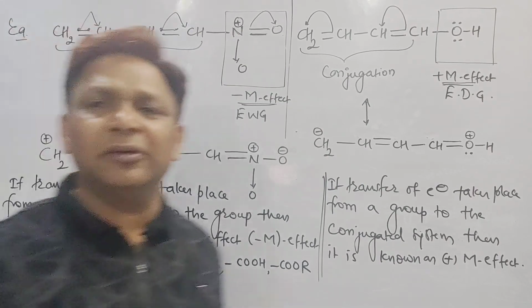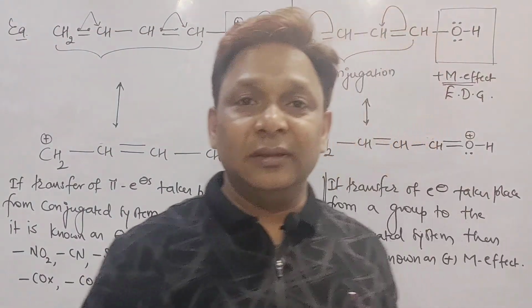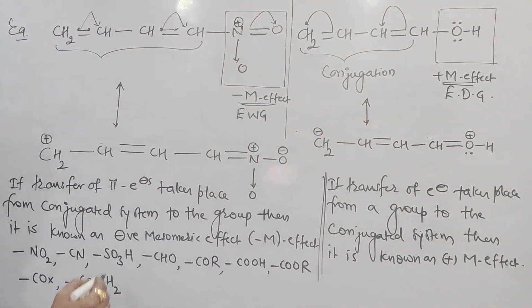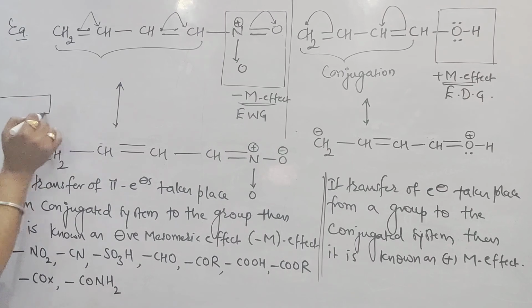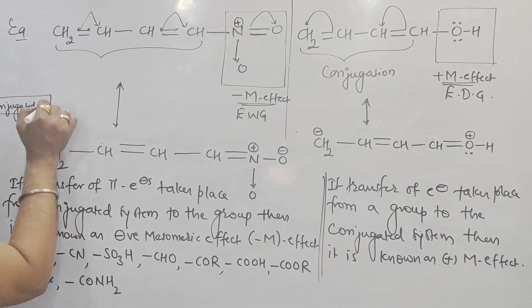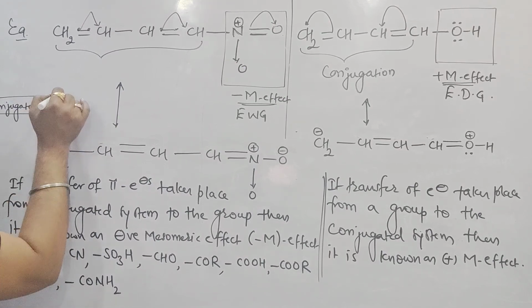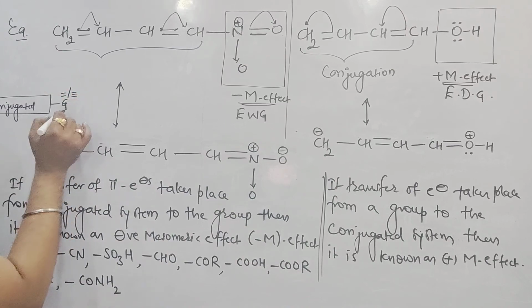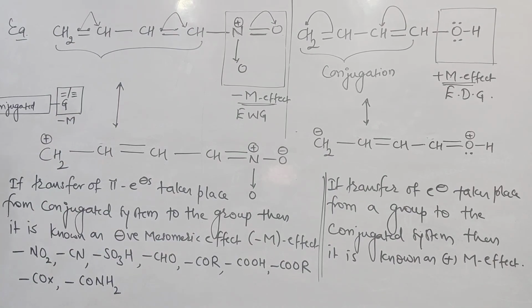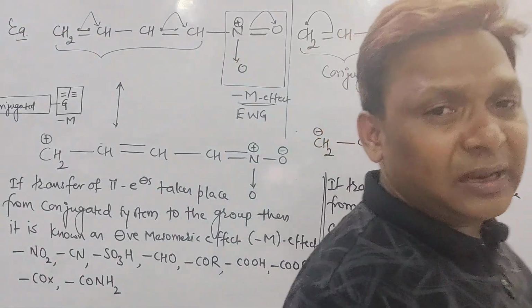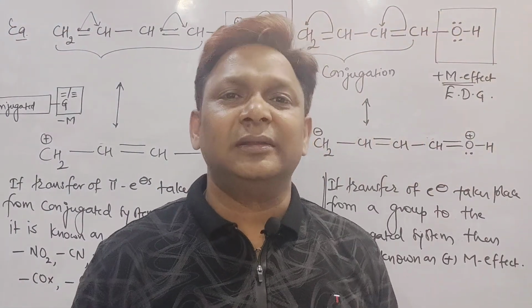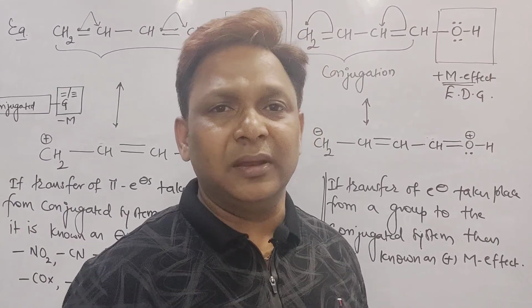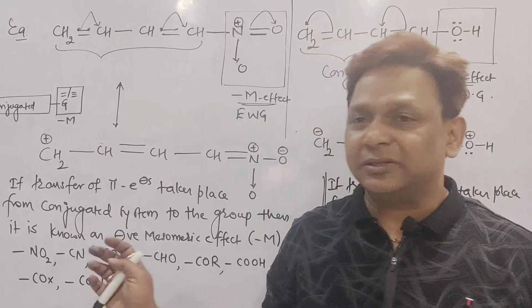I already gave you one rule to identify the negative mesomeric effect. The rule is that we should have a conjugated system attached to an atom, and if the atom has a double bond or a triple bond, that means this atom or group will have a negative mesomeric effect. In the other case, a positive mesomeric effect means the atom in a group should have a lone pair. Please take a screenshot of this one.